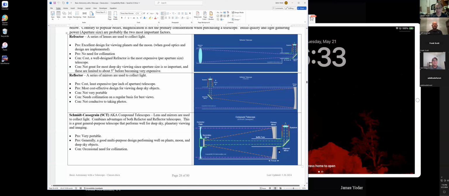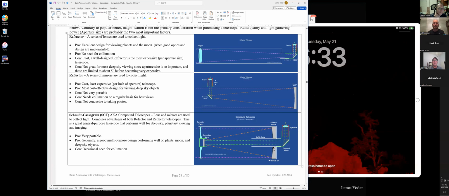The downside of them is they do need to be collimated periodically. Not as much as the reflector telescope, but it does need to be collimated. So that's the Schmidt-Cassegrain. Before we talk about the Maksutov, does anyone have any questions about that type of design? Okay. Matter of fact, I think everybody here has a Schmidt-Cassegrain, right? So there you go. It's a great design.